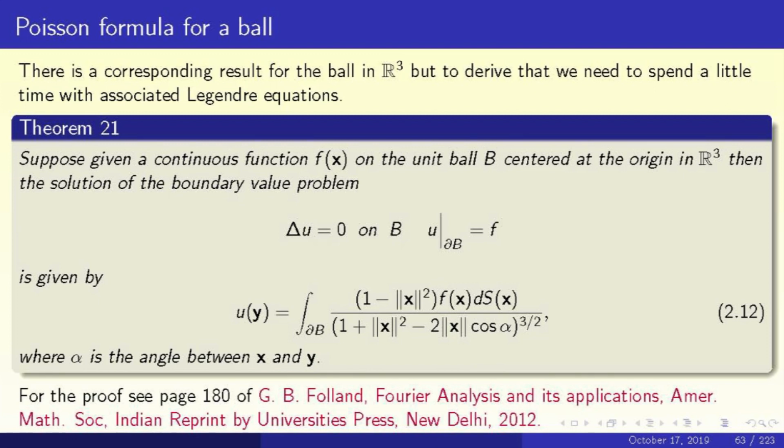u of y equal to the integral over the boundary of B of 1 minus norm x squared, f of x, dS_x, upon 1 plus norm x squared minus 2 norm x cos alpha to the power 3 by 2, where dS_x is the area element. It is a surface integral over the unit sphere. F is given to you. And what is alpha? Alpha is the angle between x and y.